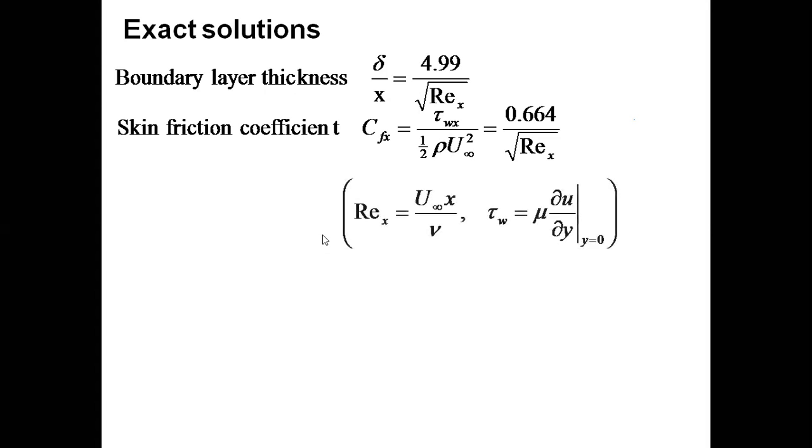What is Rex? The Reynolds number, as we discussed earlier, is Rex equal to U infinity into x divided by the kinematic viscosity. And the shear stress tau, from fluid dynamics, please recollect, is equal to viscosity into the velocity gradient at y equal to 0. You already studied this in fluid mechanics.